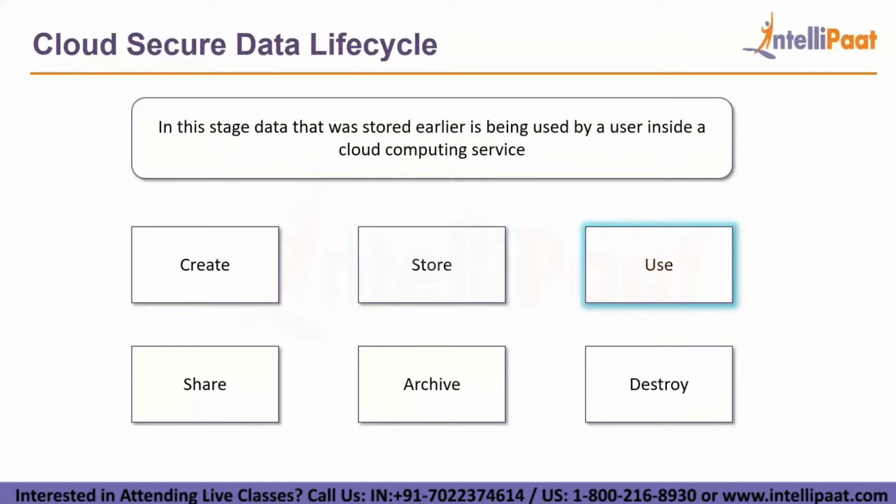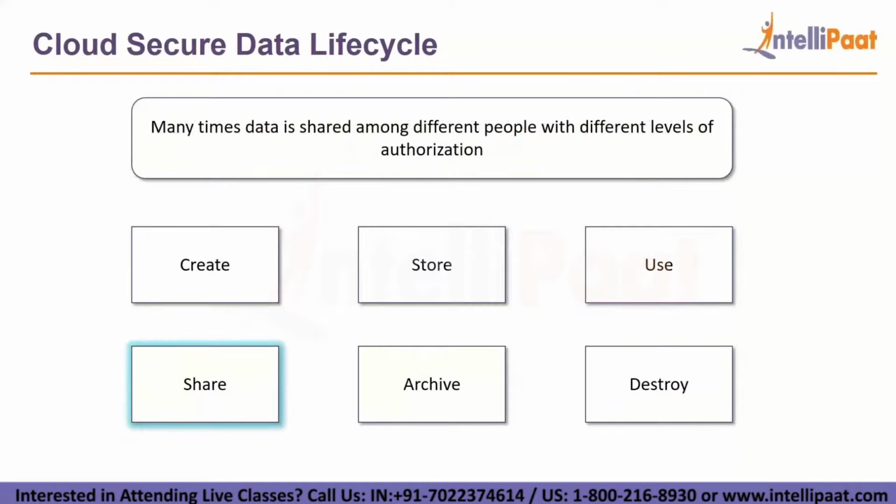Then there's the use stage, in which the stored data is accessed once again by the user, such as a to-do list that was saved and is now being retrieved by a cloud computing service provider. Then comes share. Many times data is shared among different people with different levels of authorization. For instance, when you're using Google Drive, you can share files with different people in your own organization with a specific email or with everyone that has access to it. You are the person who sets the authorization levels and the policies. So that's basically what share means.